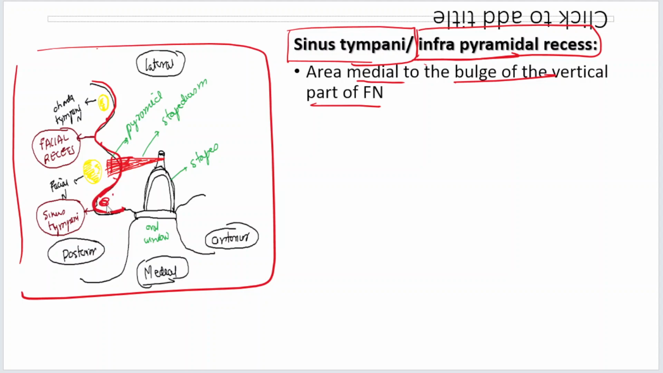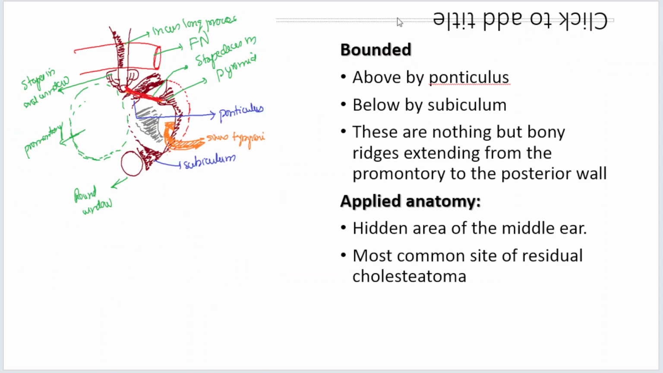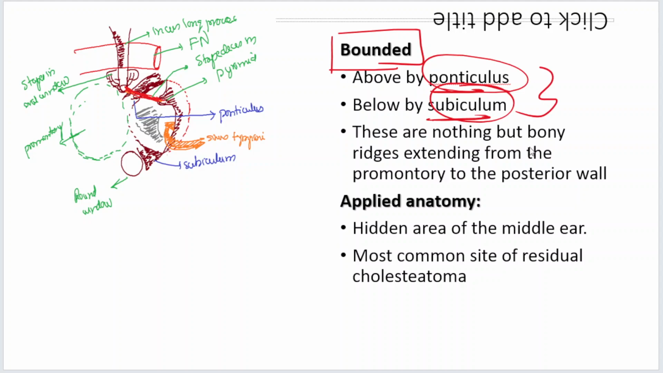This is the most common place where the cholesteatoma will remain, where part of the cholesteatoma you cannot remove completely. This is the most common place for residual cholesteatoma. Okay. Now coming to the boundaries of the sinus tympani, it is bounded above by the ponticulus, below by the subiculum. What is ponticulus and subiculum? Ponticulus and subiculum are nothing but bony ridges which extend from the promontory to the posterior wall.